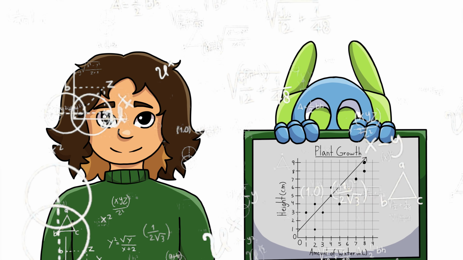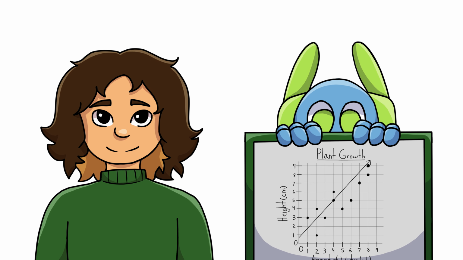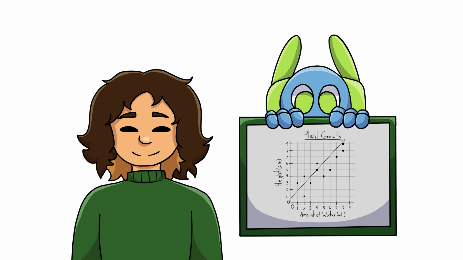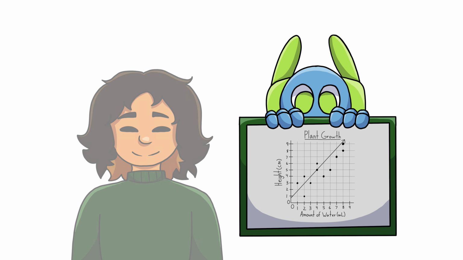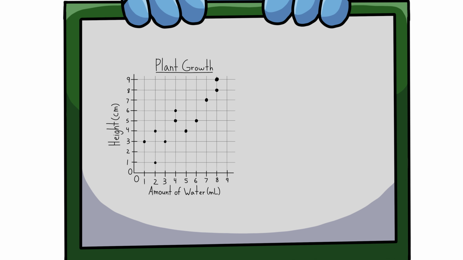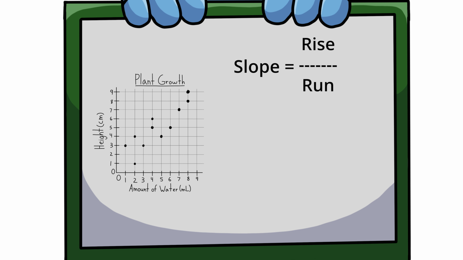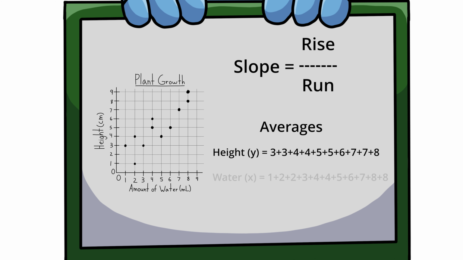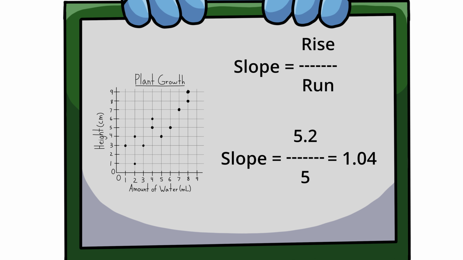We can predict things about the data with an equation like this. Now I know that was a lot, so let's walk through a problem together. Here's the graph about plants again. We need to find the slope, which is rise over run. We can do this by finding the averages of all the y values and dividing them by the averages of all the x values. For this graph, the slope should be 1.04.